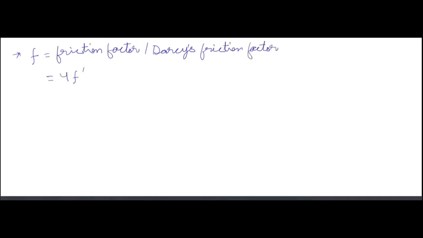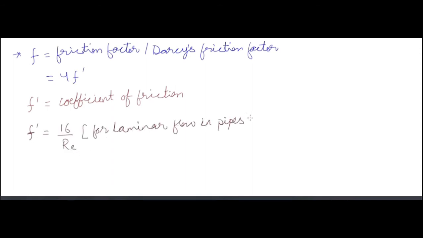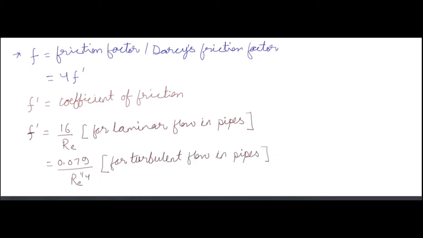Now f, the Darcy friction factor, is equal to 4f dash. f dash is the coefficient of friction, which is equal to 16 by Reynolds number for laminar flow, and 0.079 by Reynolds number to the power 1 by 4 for turbulent flow in pipes.